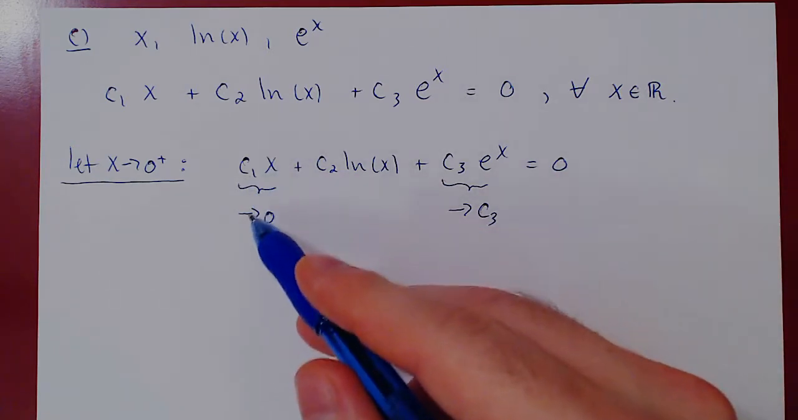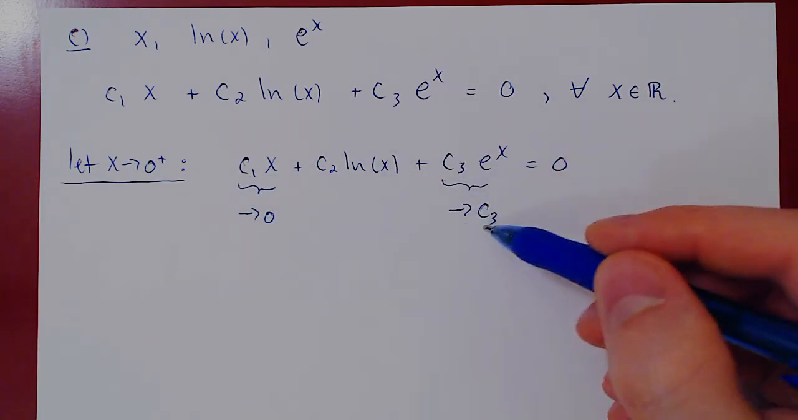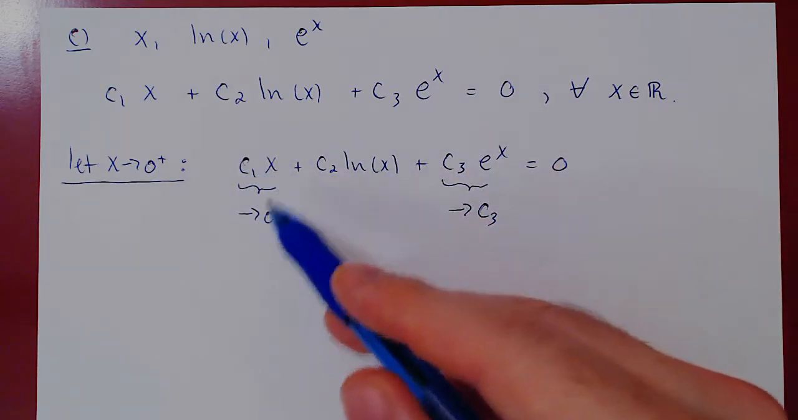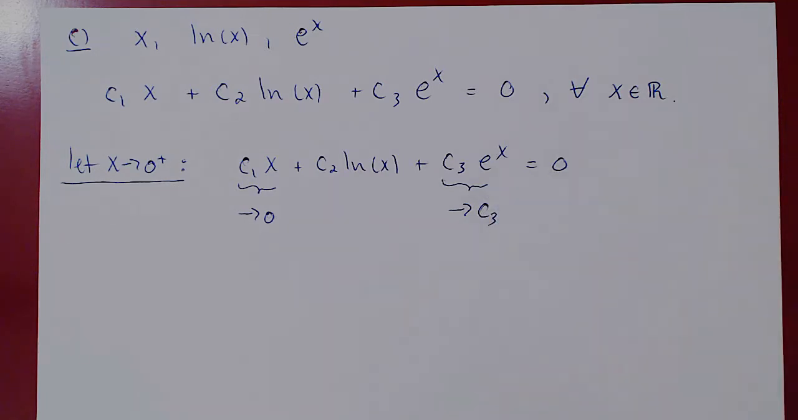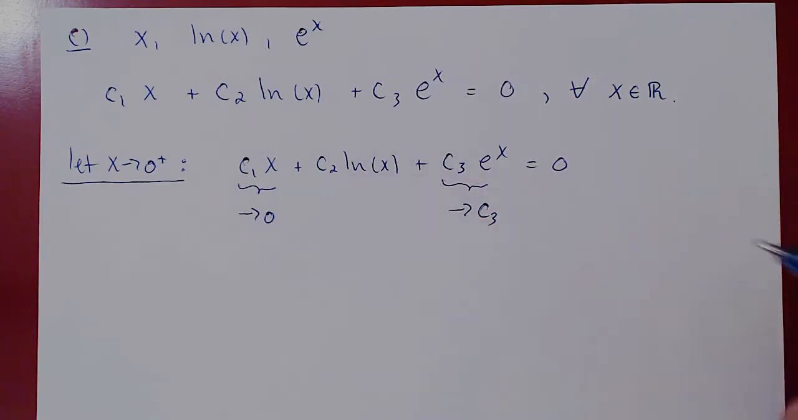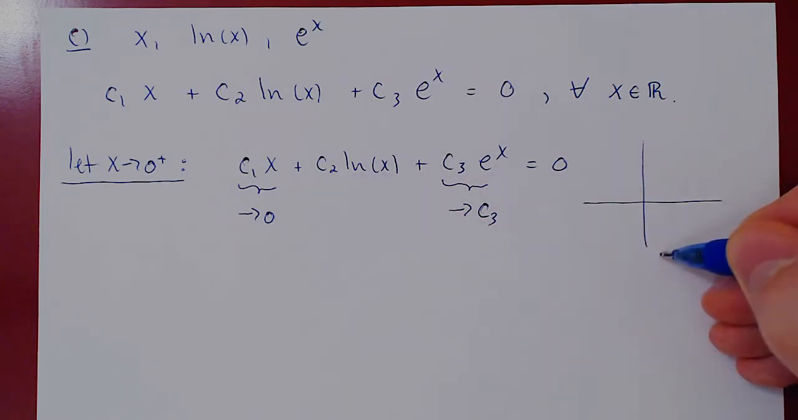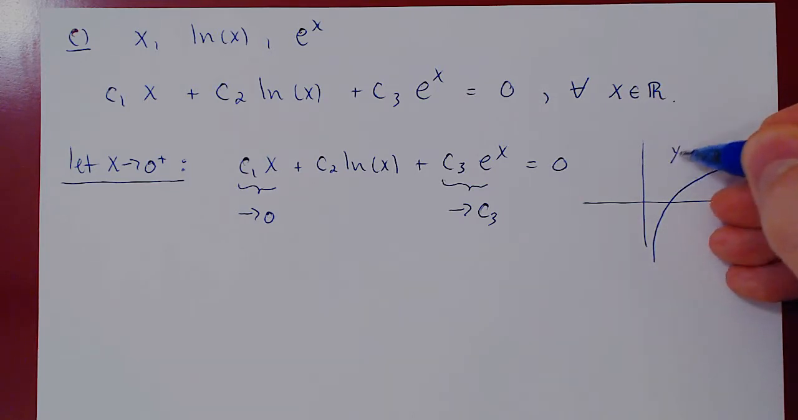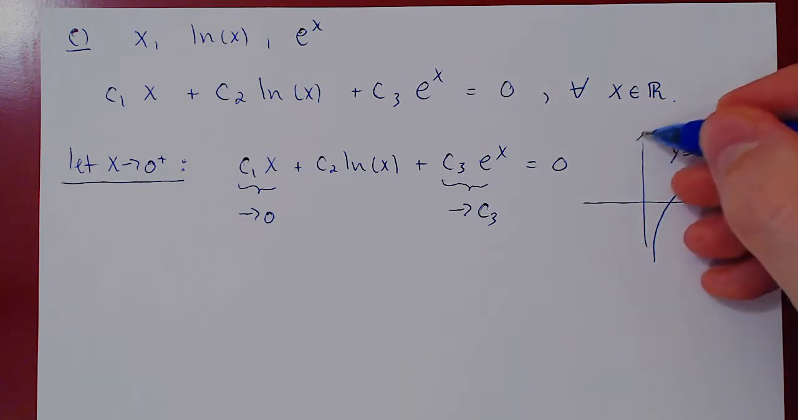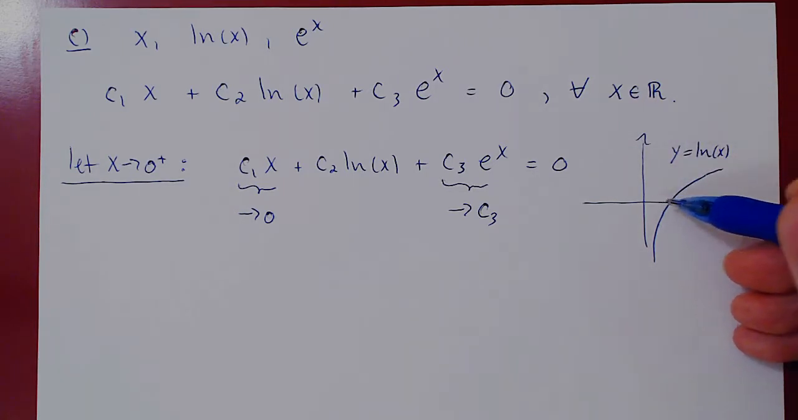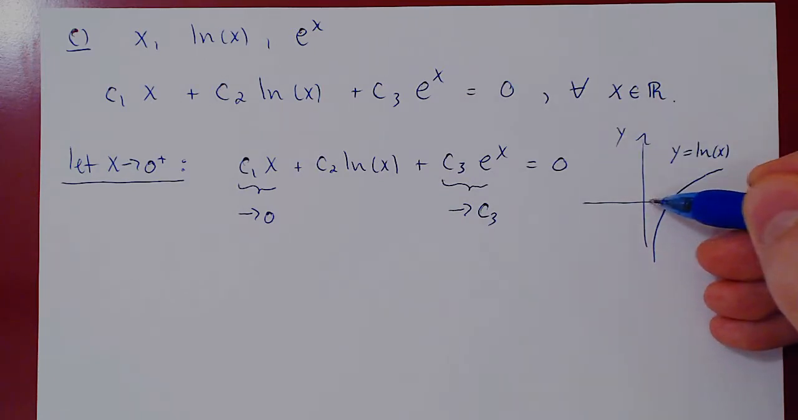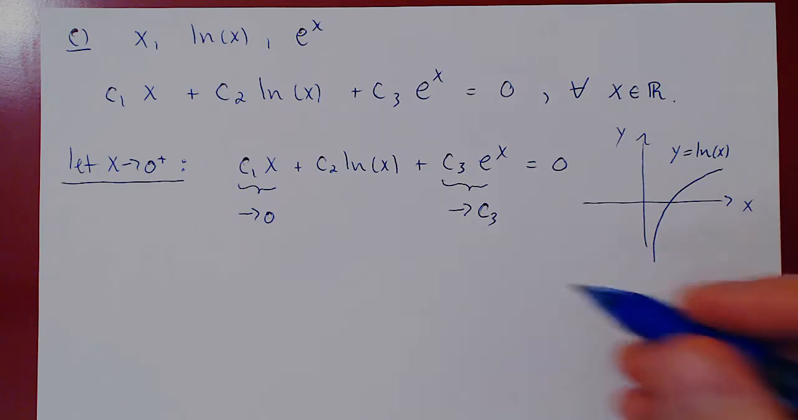So you see that this term shrinks to 0. This term approaches c3, which is a constant. So the sum of these two terms, as x goes to 0, will simply be c3, therefore approaching a fixed real value. What about c2 ln of x? If you remember the graph of ln of x, it looks something like this. And so, as x approaches 0 from the right, ln of x we can see goes to negative infinity.